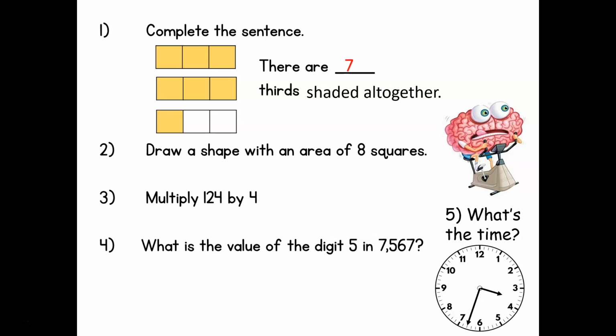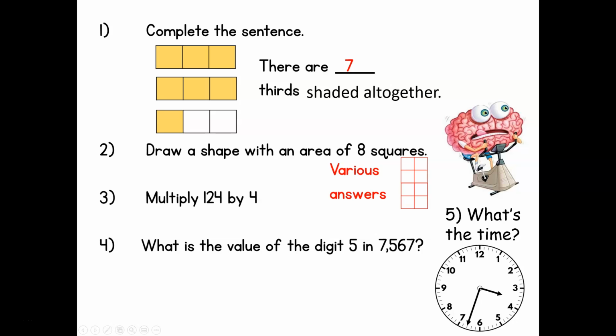Question 2 is an area question. The area is the measure of the space a shape takes up. It's measured in squares, so I will draw a shape with 8 squares. There are various possible shapes, but the important thing to note is they are squares, and all the squares must be the same size. There cannot be any gaps between them, nor can they overlap.